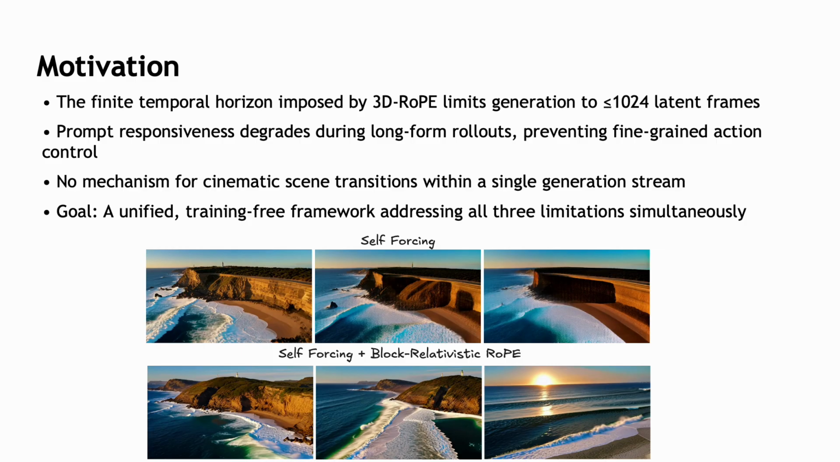Current autoregressive video generation models face three fundamental limitations. First, the finite temporal horizon. 3D-RoPE assigns absolute temporal positions to each frame, capping generation at the training horizon, typically 1024 latent frames. Beyond that, quality collapses. Second, prompt responsiveness degrades. As the KV cache grows during long rollouts, earlier context overwhelms new action prompts, and the model stops responding to instructions. Third, there is no way to create cinematic scene transitions within a continuous generation.